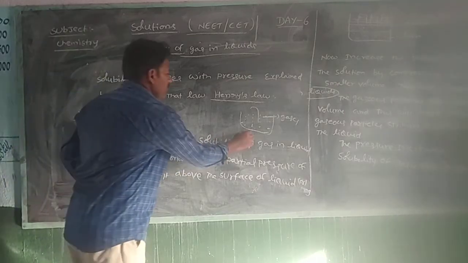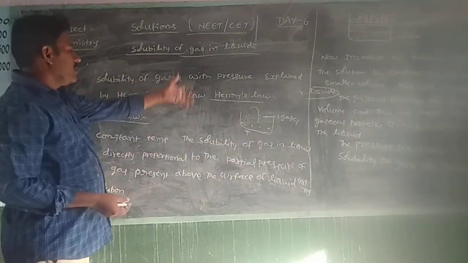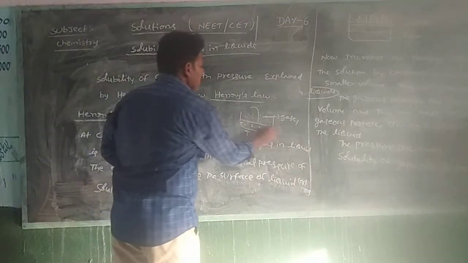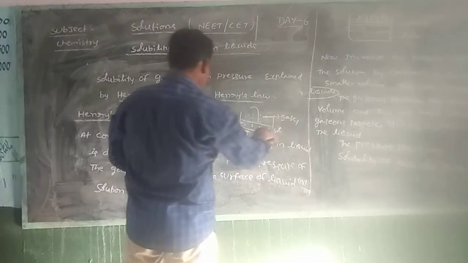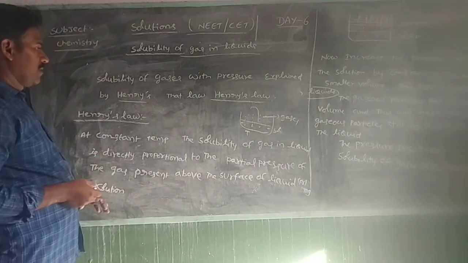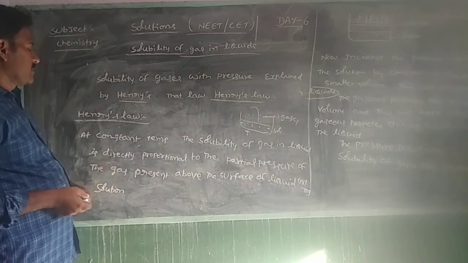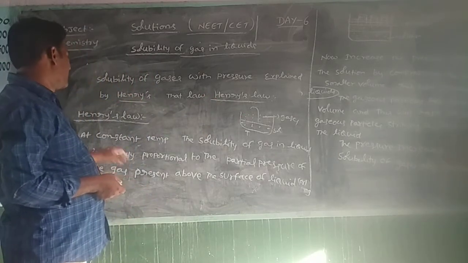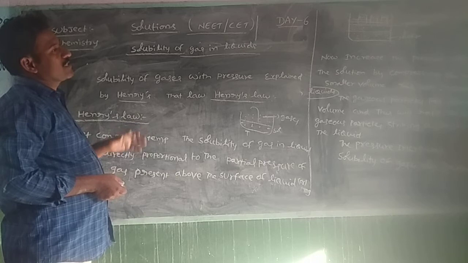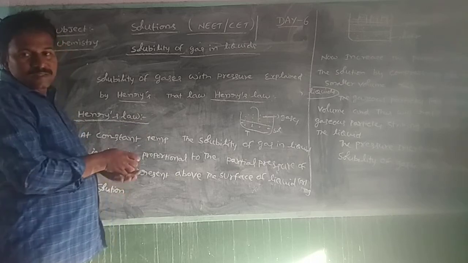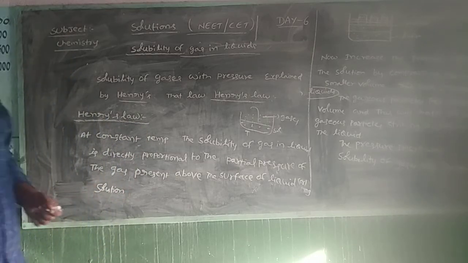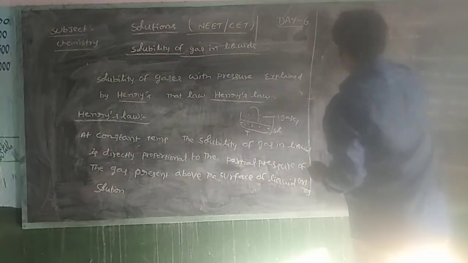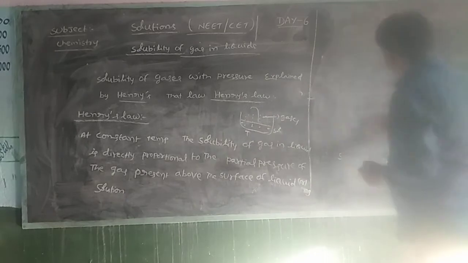At constant temperature, the solubility of a gas in a liquid is directly proportional to the partial pressure of the gas present above the surface of the liquid or solution. That is called Henry's law. Commonly we say Henry's law, and the other law means the same.